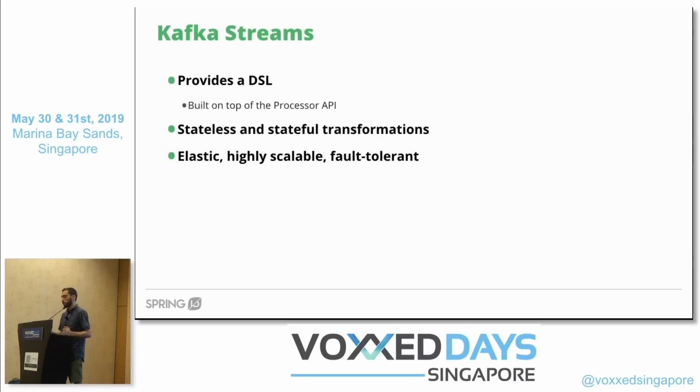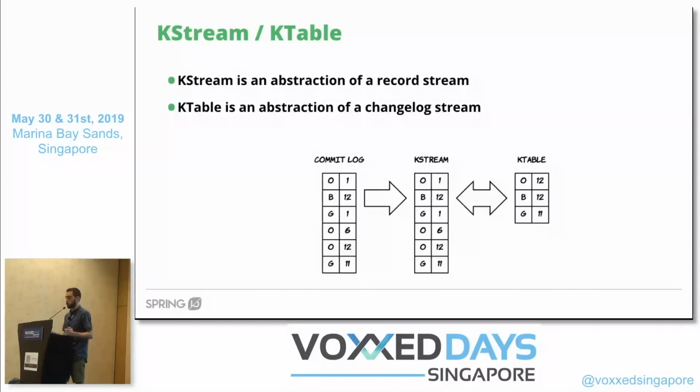It allows you to define stateful and stateless transformations. We're going to see that in a second. And it also allows you to be elastic, scalable, and fault tolerant, so you can increment the number of processors and basically recover from failures. So it's actually pretty nice.